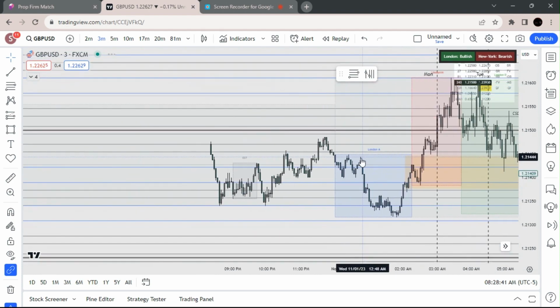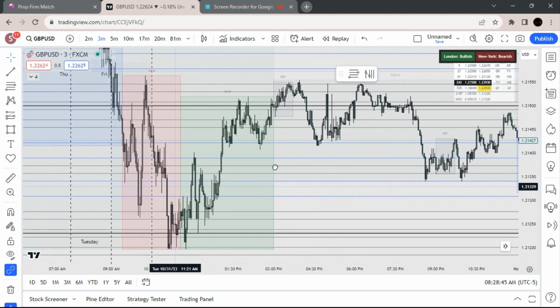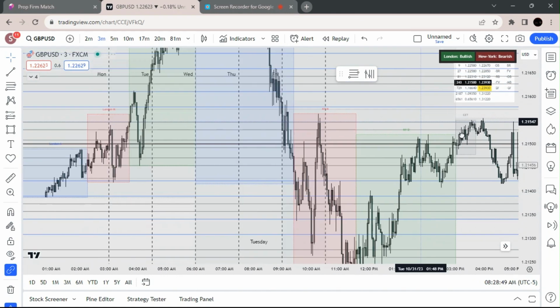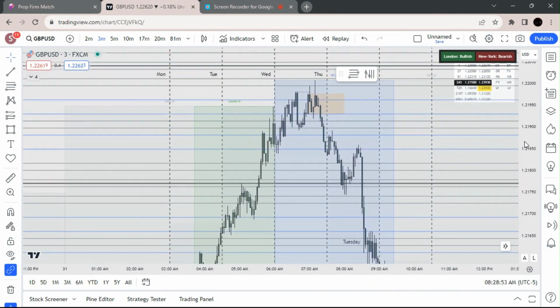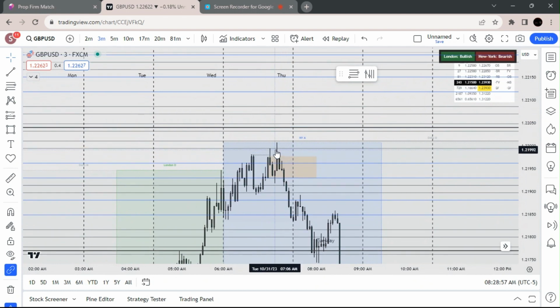Now, obviously, you don't want to do it in low probability times outside of your sessions. You want to look for them within your sessions. So, like this case right here, come up, take this high, come back up again, take that high, but we're still rejecting the area the whole time. And then short.